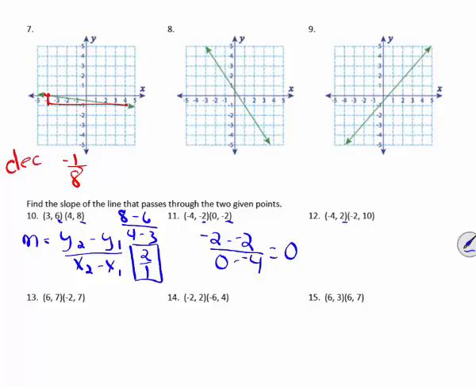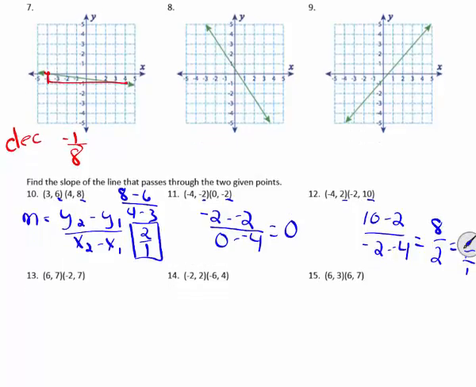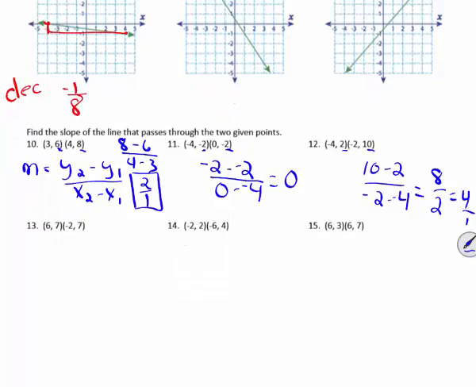All right, number 12. Here are my y values. So 10 minus 2 over your x values, -2 minus -4. So 10 minus 2 is 8. -2 minus -4 is 2, which gives me 4 over 1. You're going to try 13 and 14, but I want to look at 15.